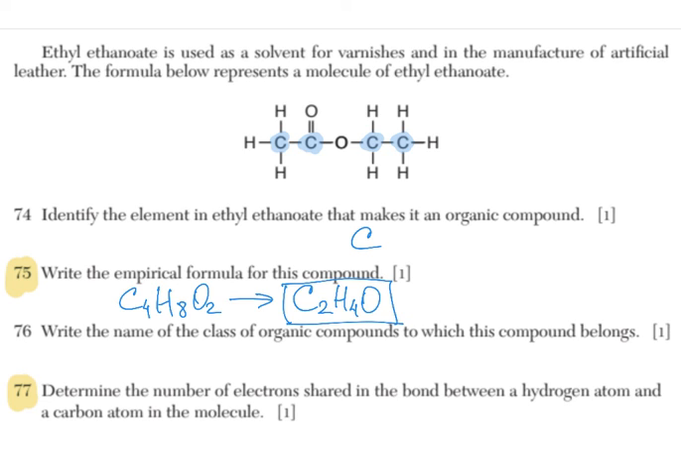And write the name of the class of organic compounds to which this compound belongs. Well, it's simple. It's ester, because we clearly see that there is an ester functional group right here. Determine the number of electrons shared in bonds between a hydrogen atom and a carbon atom in the molecule. All connections between carbon and hydrogen are single lines. A single line signifies 2 electrons.